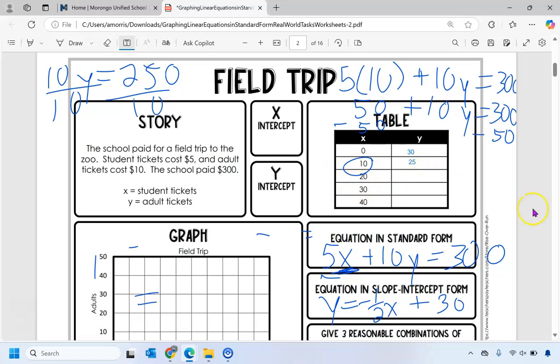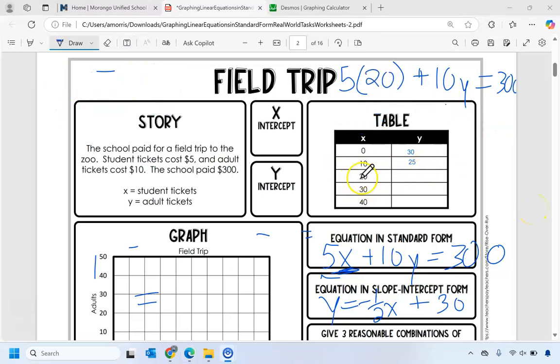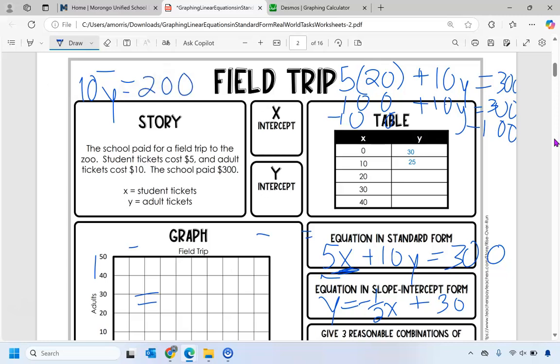Okay, so let's try 20. So this is 5 times 20, so that's 100 plus 10y equals 300. I'm going to subtract 100 from both sides, and then I get 200. So 10y equals 200, and then I'm going to divide by 10 on both sides, and so I get 20.